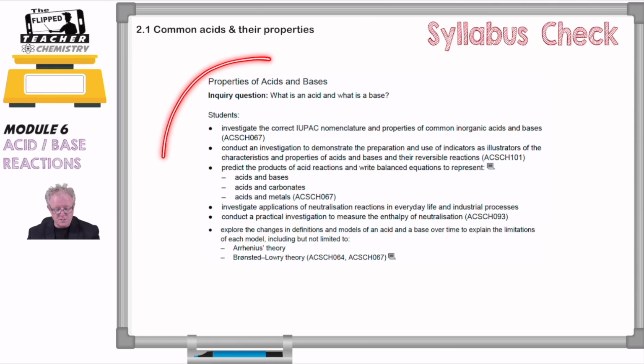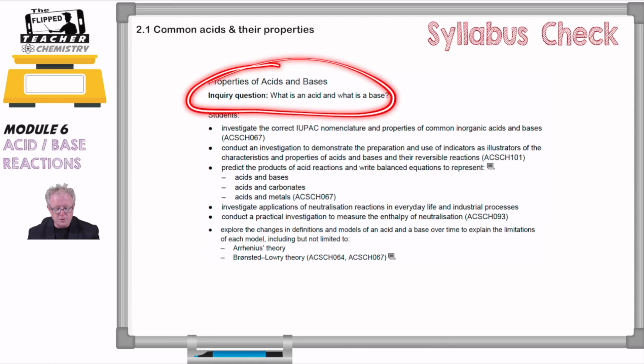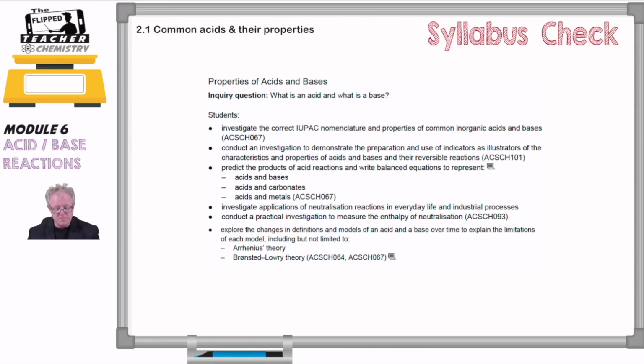Now this is the first section of the syllabus here. The first inquiry question, properties of acids and bases. What we're going to be touching on here, we're going to be looking at the properties of bases and acids and what makes them, so the key features and ideas. In 2 videos time, we're going to be looking at how we name them in terms of the IUPAC naming system.